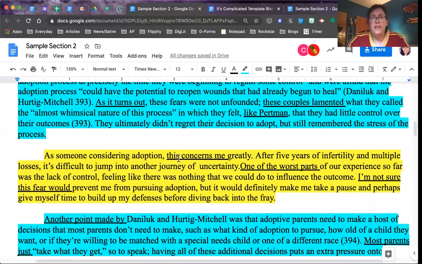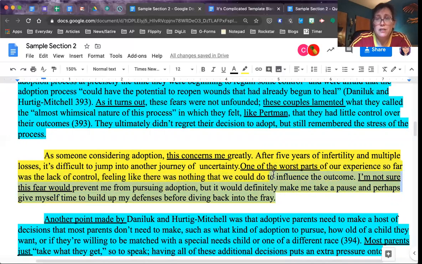And then I comment on this, and I say, as someone considering adoption, this concerns me greatly. After 5 years of infertility and multiple losses, it's difficult to jump into another journey of uncertainty. One of the worst parts of our experience so far was the lack of control, feeling like there was nothing we could do to influence the outcome. I'm not sure this fear would prevent me from pursuing adoption, but it would definitely make me take a pause and perhaps give myself time to build up my defenses before diving back into the fray.